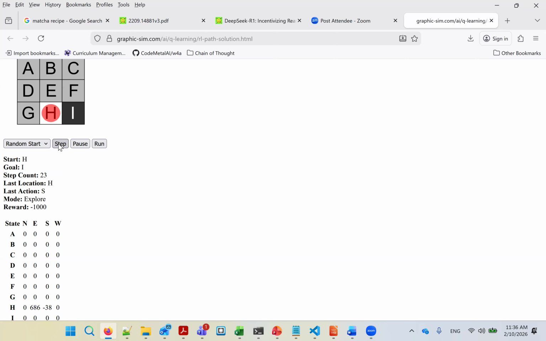Okay. What did it do? It tried to go south. And what happened? It hit the electrified wire down there. It got a reward of negative 1,000, I thought. But that makes me wonder, why is it negative 38? I don't know. Let's see if we can figure it out.